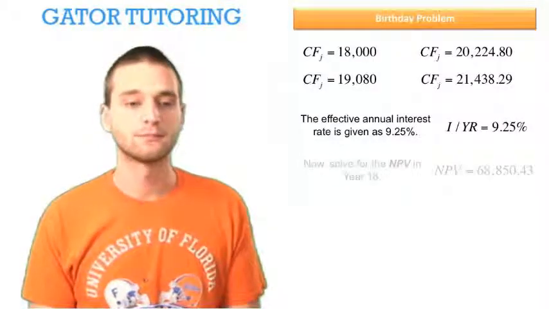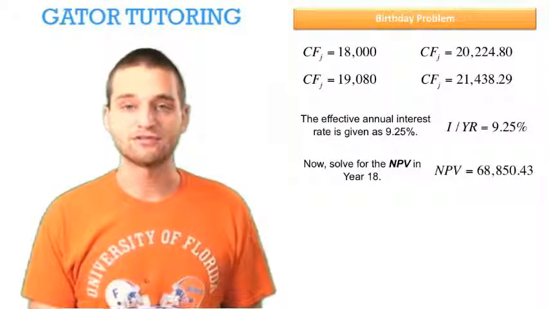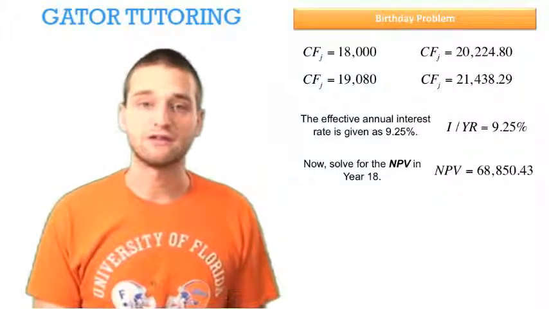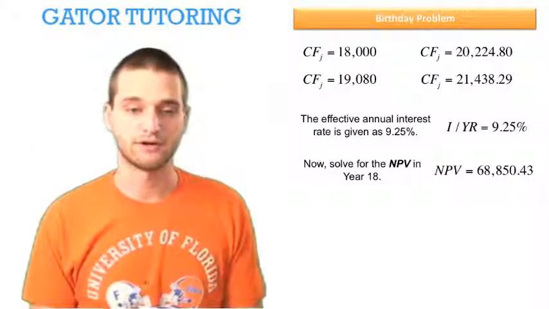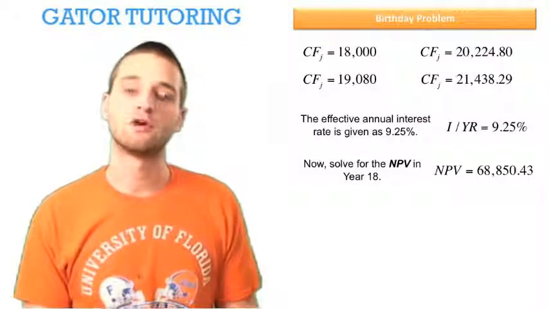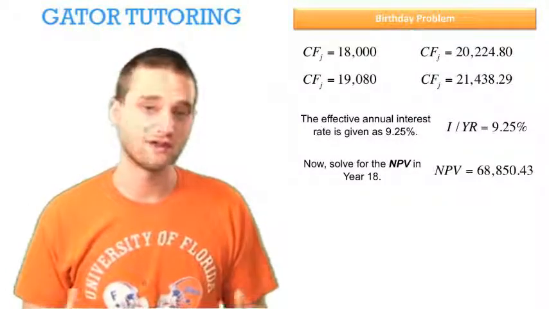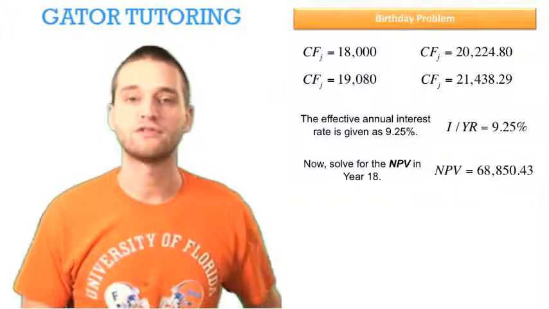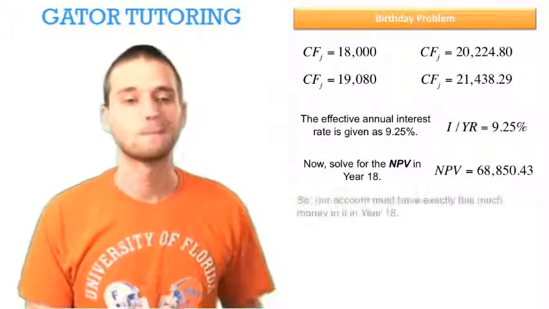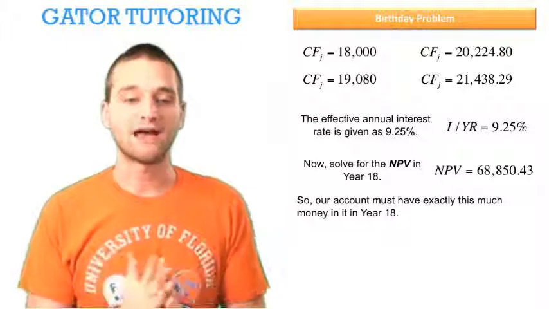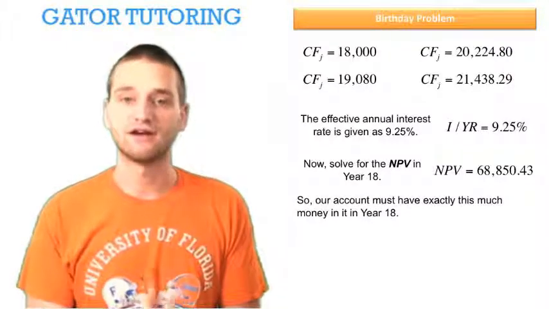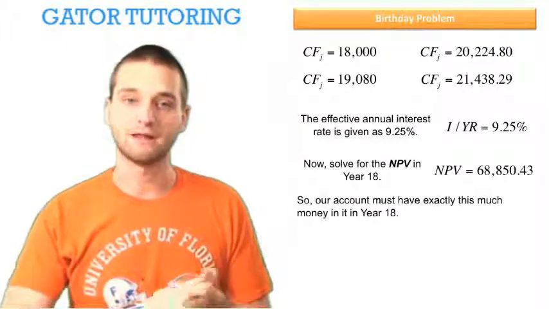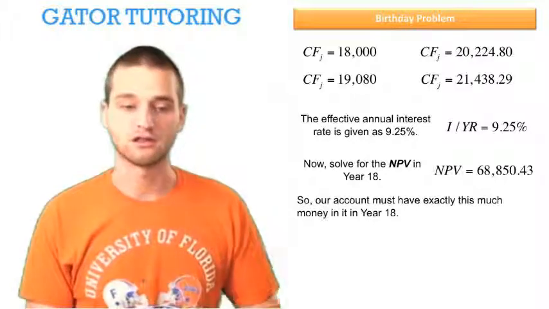The effective annual interest rate is given in the question as 9.25%, so we enter that into the interest per year button. Now we can solve for the net present value, which is going to be in year 18, since that's the first cash flow we put in. And we find that the present value of all 4 of those tuition payments, so the present value of the cost of the education, is $68,850.43. So our account must have exactly this much money in it in year 18 in order for us to meet the payments for the entire college.